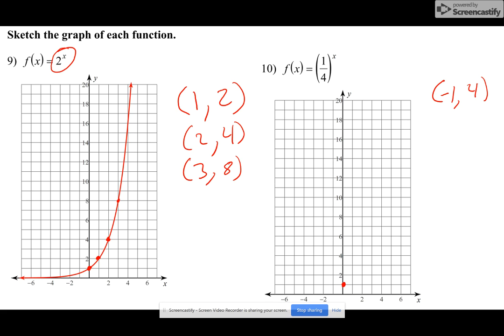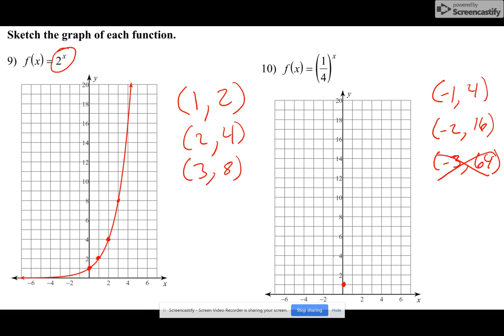Let's see it again. What if x equals negative 2? I'm going to choose x equals negative 2. So 1/4 to the negative 2 is the same thing as 4 to the 2. So my negative undoes the fraction. So if x equals negative 2, I'm going to say y is 16. Now, negative 3, we can find out x equals negative 3. I'm going to have 1/4 to the negative 3. That's the same thing as 4 to the 3rd. So that is 64. I'm not going to have room to draw that one. So let me just draw the other points.